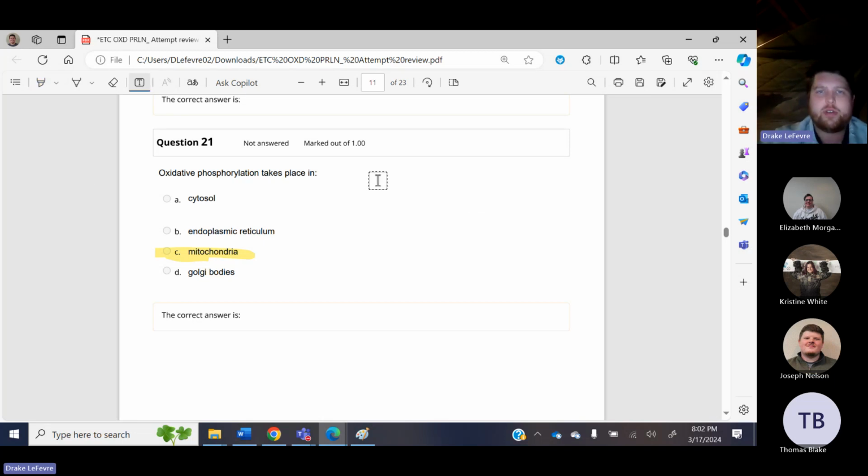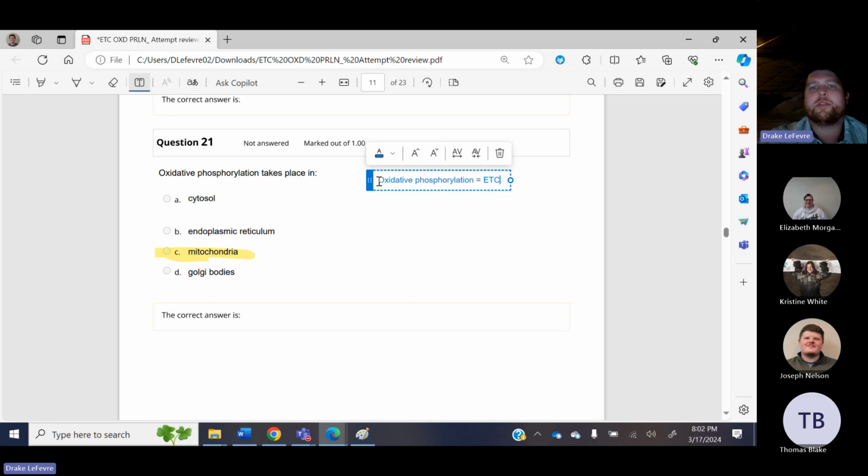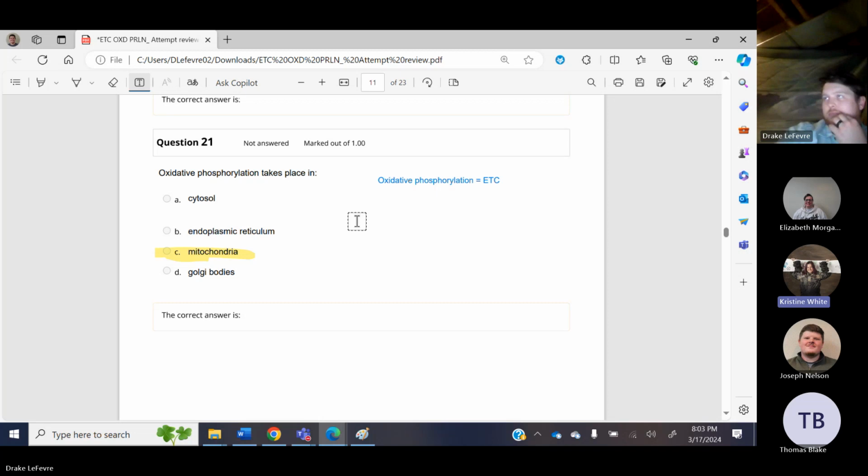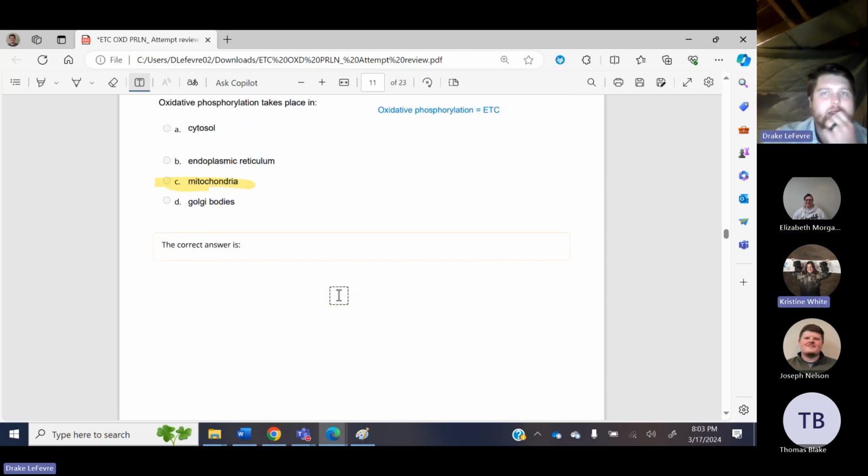So oxidative phosphorylation equals the electron transport chain. It's saying the same thing. Whenever you see oxidative phosphorylation, think the electron transport chain. It's saying the exact same thing. What happens in the cytosol? Glycolysis. Where does the Krebs cycle take place? Mitochondria. Nice.